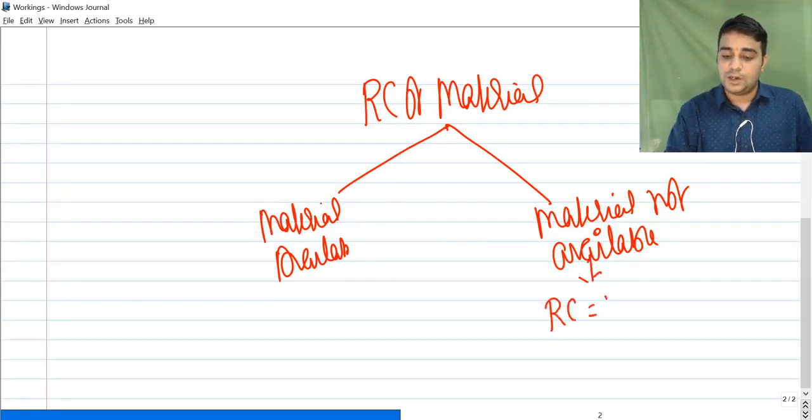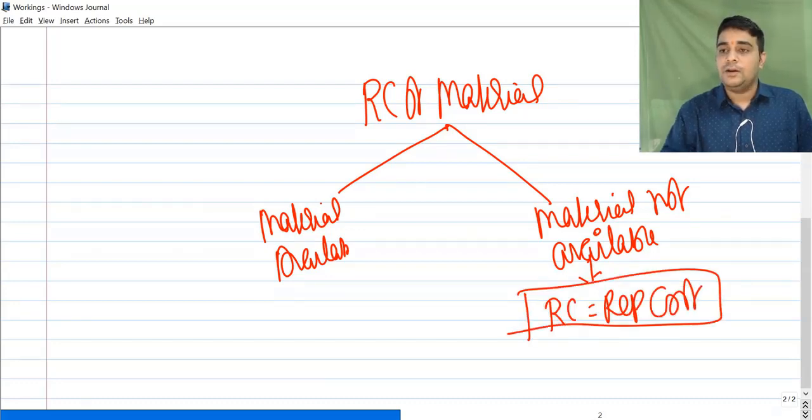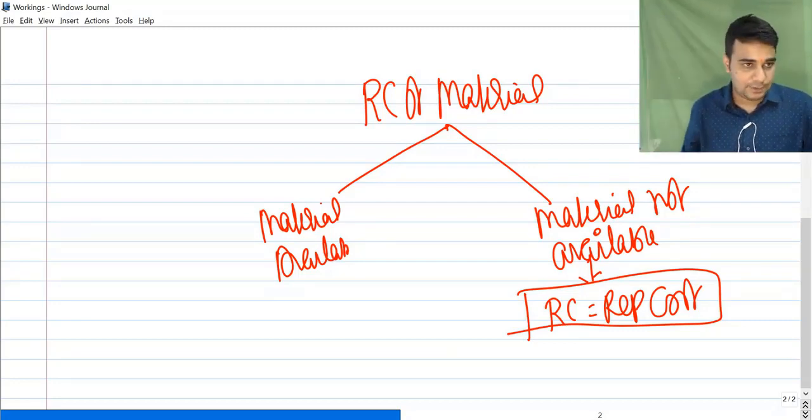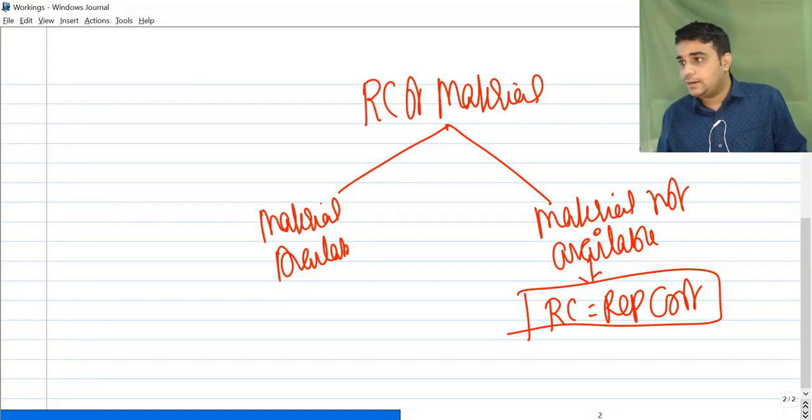relevant cost is equal to replacement cost. Very simple. Material not available, go buy it from the market and pay the money. The money that you pay is called replacement cost.